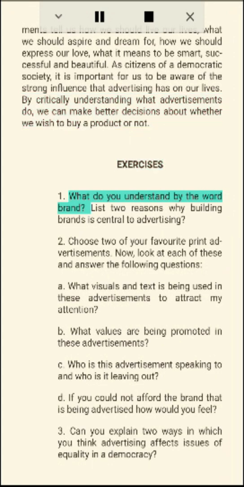Exercises. 1. What do you understand by the word brand? List 2 reasons why building brands is central to advertising. 2. Choose 2 of your favorite print advertisements. Now, look at each of these and answer the following questions. A. What visuals and text is being used in these advertisements to attract my attention? B. What values are being promoted in these advertisements? C. Who is this advertisement speaking to and who is it leaving out? D. If you could not afford the brand that is being advertised, how would you feel? 3. Can you explain 2 ways in which you think advertising affects issues of equality in a democracy?